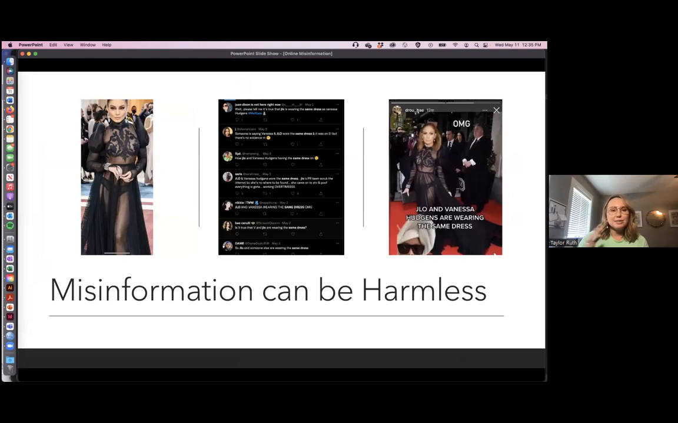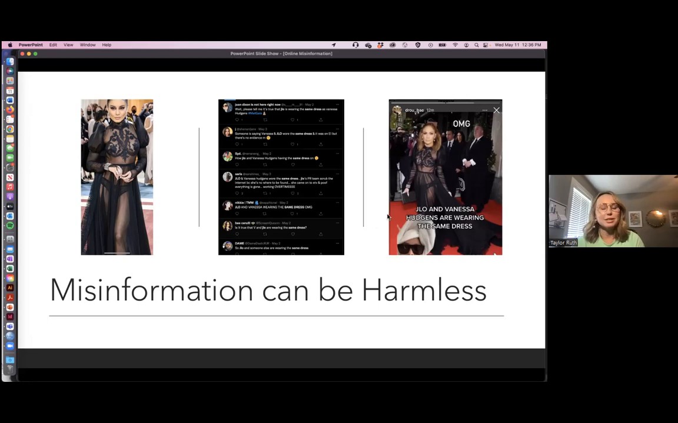So to get started, I want to talk a little bit about misinformation and the different types of misinformation we might see online. So misinformation can sometimes be harmless. One of these scenarios that comes to mind was last week was the Met Gala, and for whatever reason, somebody decided to Photoshop Jennifer Lopez's face onto Vanessa Hudgens' body, and then it started spreading on TikTok and Instagram and Twitter, as you can see with these comments here, that these two women were wearing the same designer ball gowns. It was completely false. It was just a Photoshop fake.